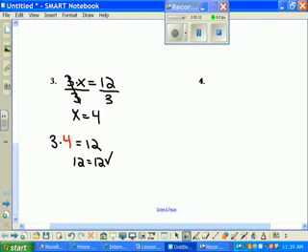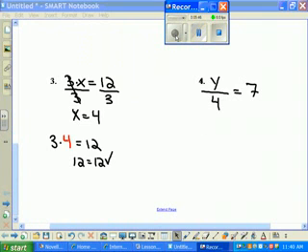Good job. Try the next one. See if you can get number 4 on your own. Remember, you're using opposite operations. So you have to get rid of the 4. Bring it to the other side.